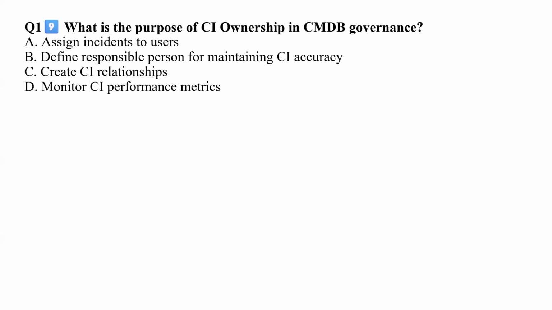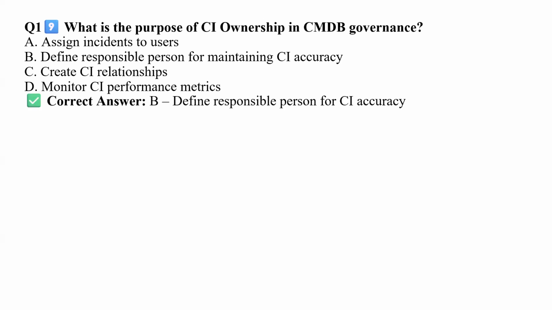So the next question is, what is the purpose of CA ownership in CMDB governance? Option A, assign incidents to users. Option B, define responsible person for maintaining CA accuracy. Option C, create CA relationships. Option D, monitor CA performance metrics. The correct answer is define responsible person for CA accuracy.